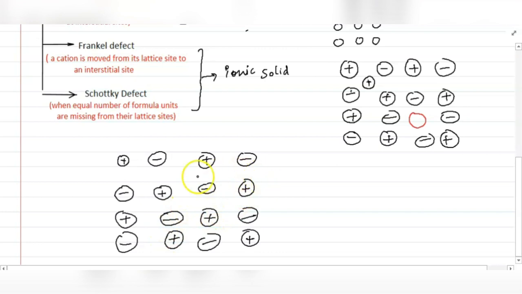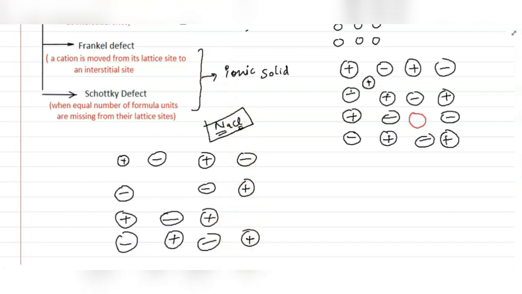Equal number of formula units, suppose this is a sodium chloride crystal, NaCl. So one is Na and another one is Cl. So what happened here: what is the number of sodium ions in one formula unit? 1, and the number of chloride ions in one formula unit? 1. So one cation and one anion are missing from the lattice points. So this is a Schottky defect. It is purely a vacancy defect.